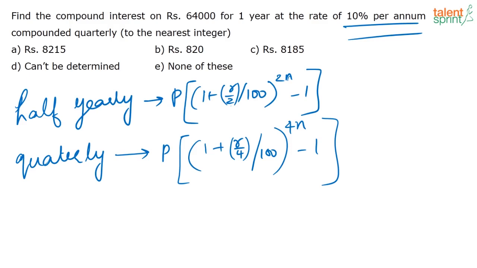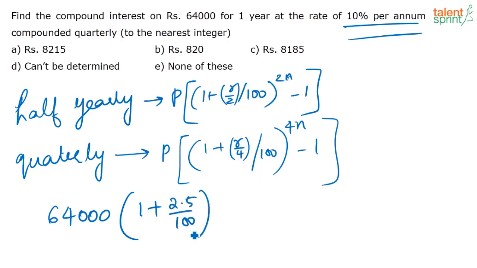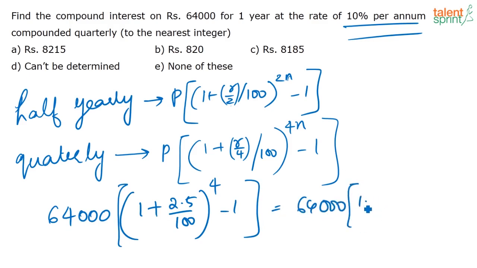So in this particular question, what are they asking? They are asking you to find the compound interest. So that is 64,000 into 1 plus R, here quarterly. 10 is per annum, so 10 by 4, which is 2.5, correct? So 2.5 by 100 whole to the power, n is 1 year only, so 4, minus 64,000. You get 64,000 into 1.025 whole to the power 4 minus 64,000.